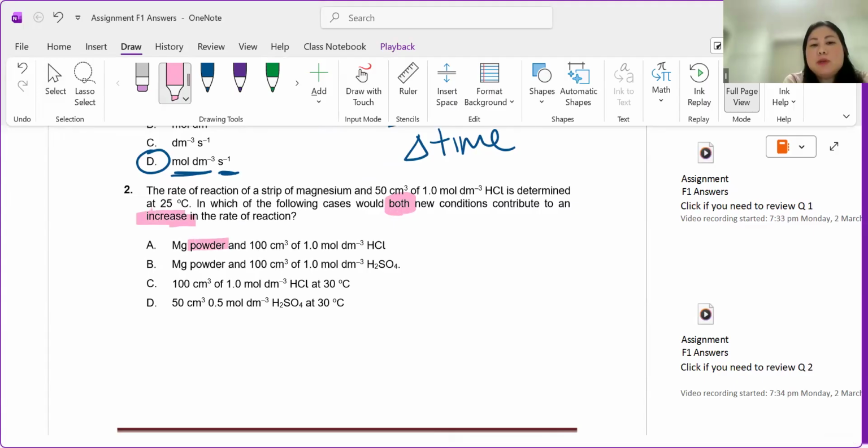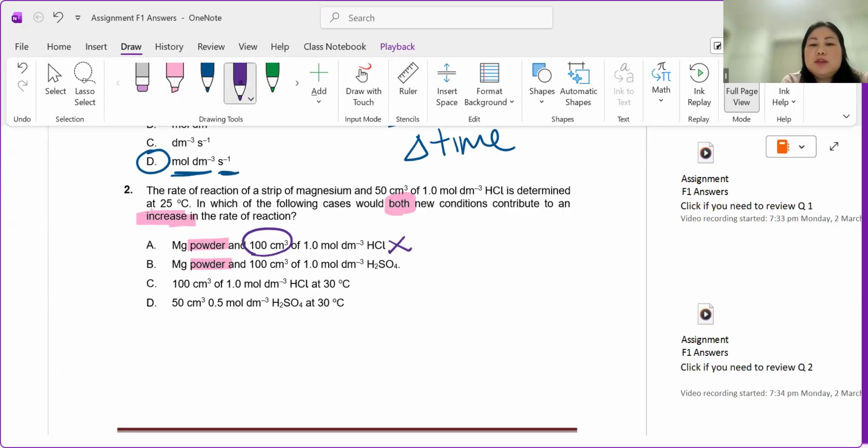So let's look at each condition. By changing it into a powder form, yes, it does increase the rate. Next, let's look at the other side. The other side, we are using a larger volume of HCl. Volume doesn't affect the rate, so this is not going to work.